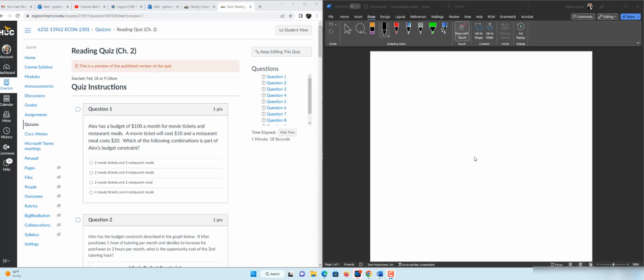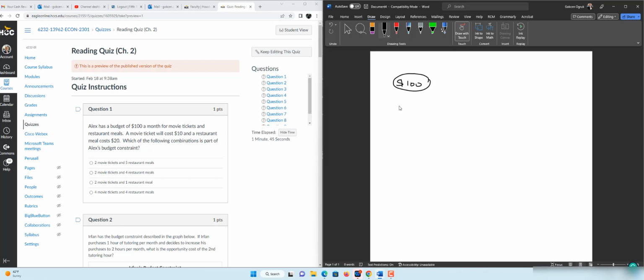Alex has a budget of $100 a month for movie tickets and restaurant meals. A movie ticket will cost $10 and a restaurant meal costs $20. Which of the following combinations is part of Alex's budget? So here, Alex has a budget constraint, so he cannot spend $110. The maximum he can spend is $100. And we need to find out which combination is actually in this budget constraint.